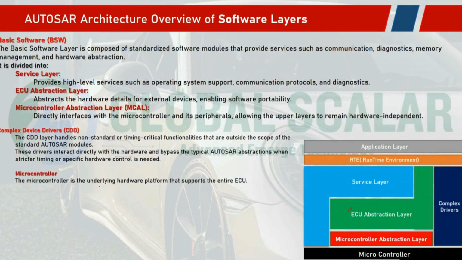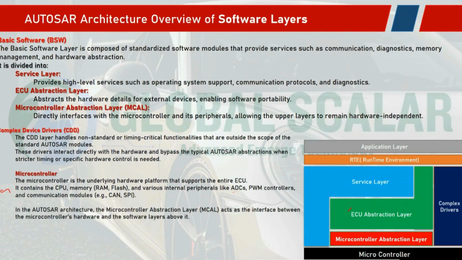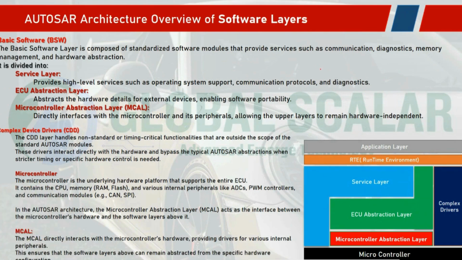And we have the microcontroller. The microcontroller is the underlying hardware platform that supports the entire ECU. It contains the CPU, memory, and various internal peripherals like ADC, PWM controllers, and communication modules. In AUTOSAR architecture, the microcontroller abstraction layer acts as the interface between the microcontroller hardware and the software layers. MCAL directly interacts with the microcontroller hardware, providing the drivers for various internal peripherals. So this is the detailed information about the layers present in the BSW.